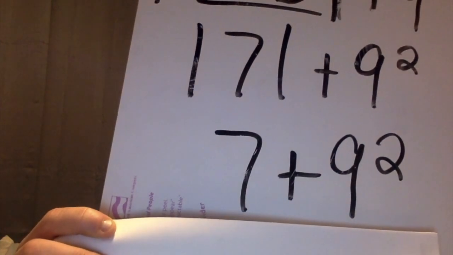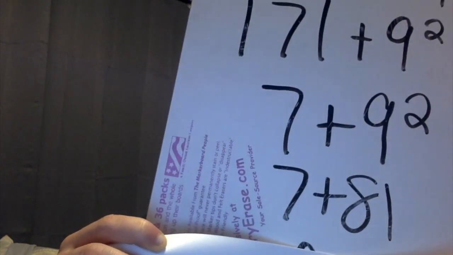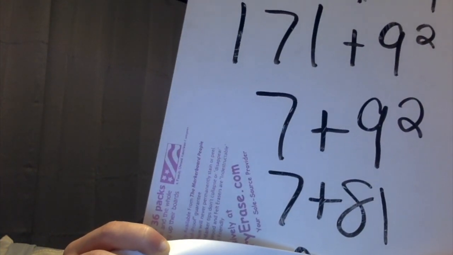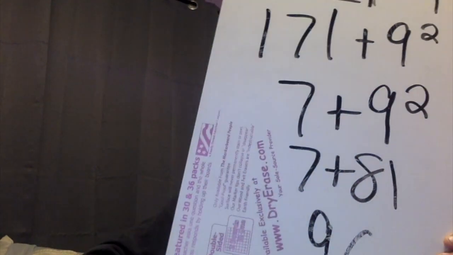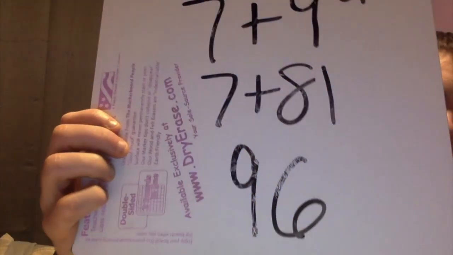Now that we've done that, we identify that we have an exponent next. So with that exponent, we take 7 plus 81. After that, we move down to our final answer of 96.